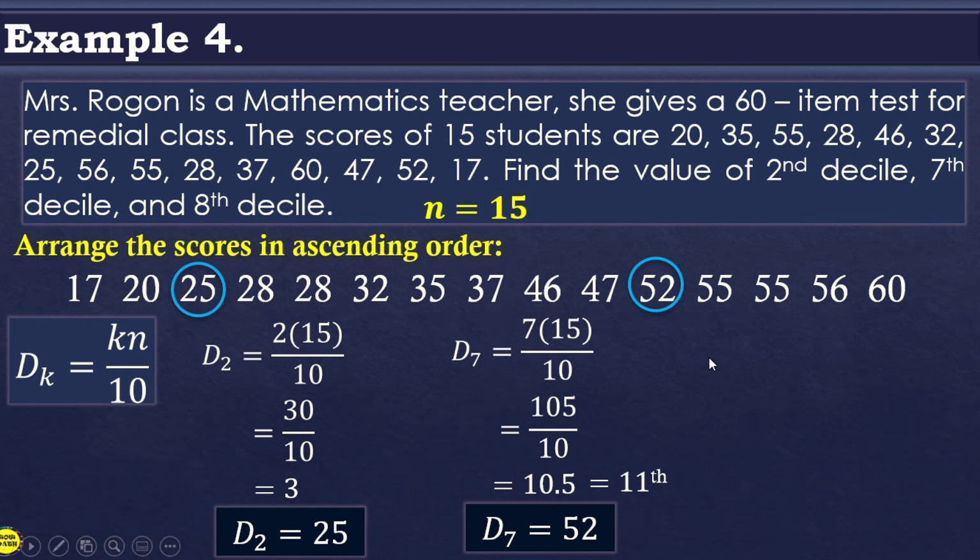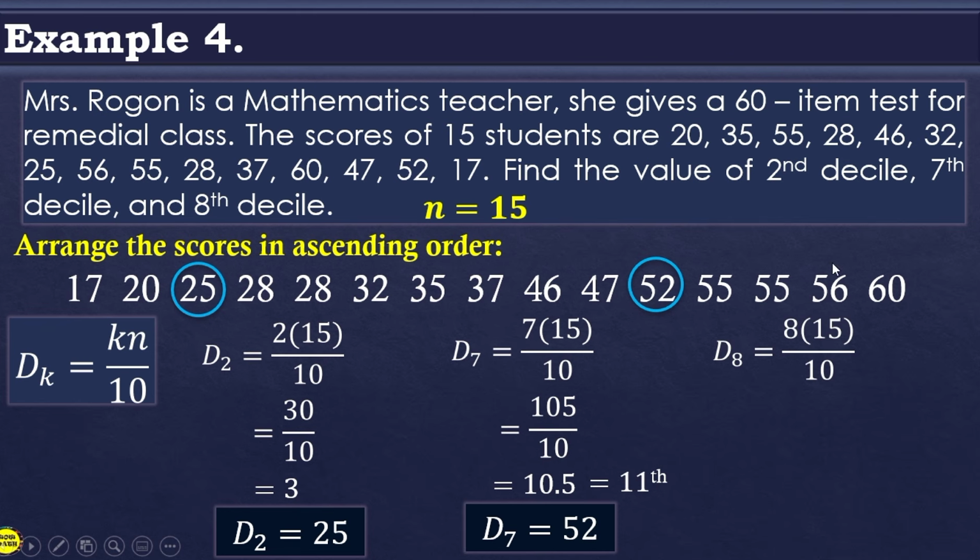So, anong ibig sabihin nito, class? 7th decile, that is 70% ng scores. So, 70% ng 15 students ay mas mababa sa score na 52. Again, paano natin i-interpret ito? Yung 70% ng 15 students, yung score nila ay mas mababa sa 52.